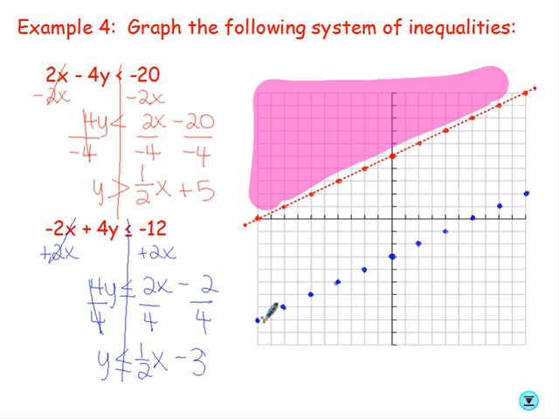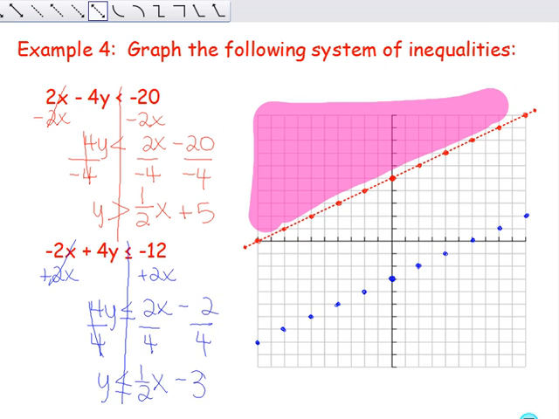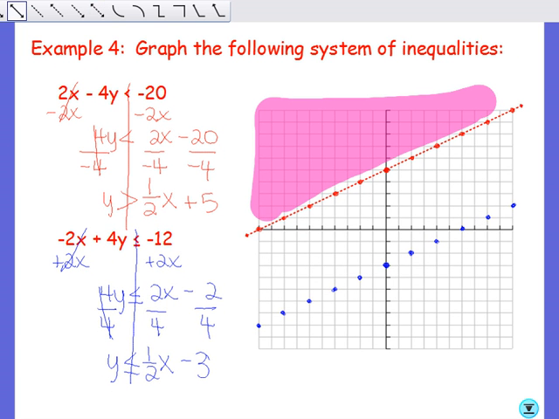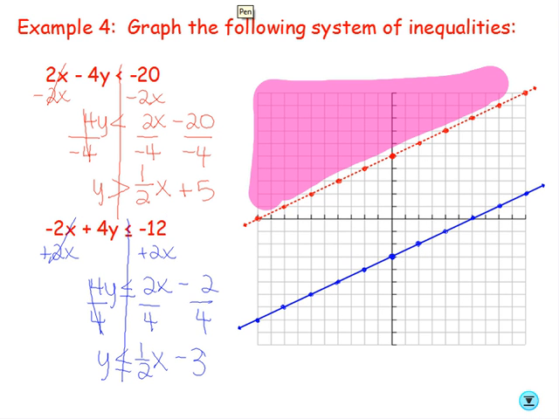Next, I need to draw my line. That has a bar underneath, so I'm going to draw a nice, solid blue line. I am going to shade, because this is a less than, I'm going to shade down. So I'm going to shade this area underneath.